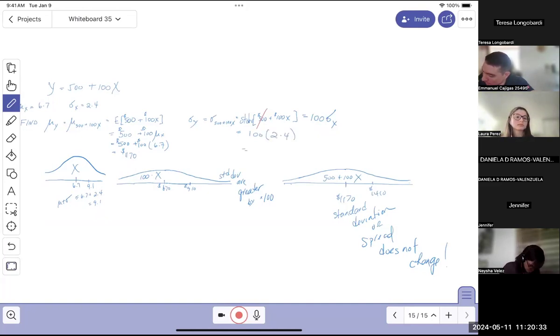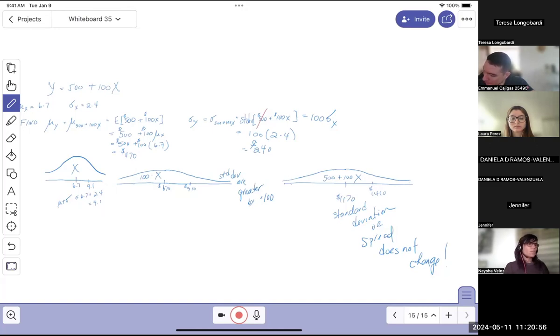And I apologize if my drawings look a little funky, but I hope they make the main point that I'm trying to make. 240, is that right? So we don't have to observe bonuses for a period of time to know the mean and standard deviation of bonuses. We just have to know these rules.